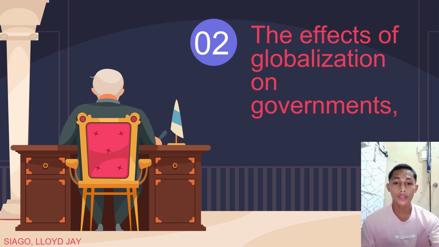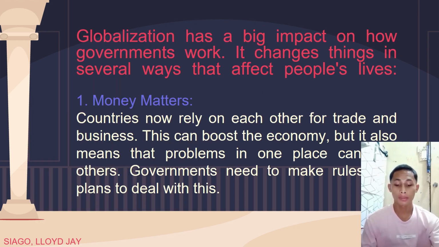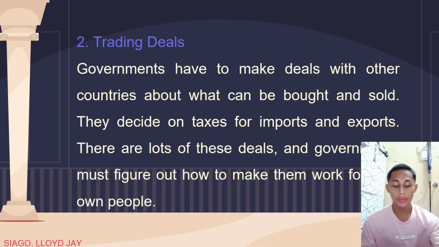So the next one is the effects of globalization on governance. First is money matters. Countries now rely on each other for trade and business. This can boost the economy, but it also means that problems in one place can hurt others. Governments need to make rules and plans to deal with that. Second is trade deals. Governments have to make deals with other countries about what can be bought and sold. They decide on taxes for imports and exports. Governments must figure out how to make these deals work for their own people.